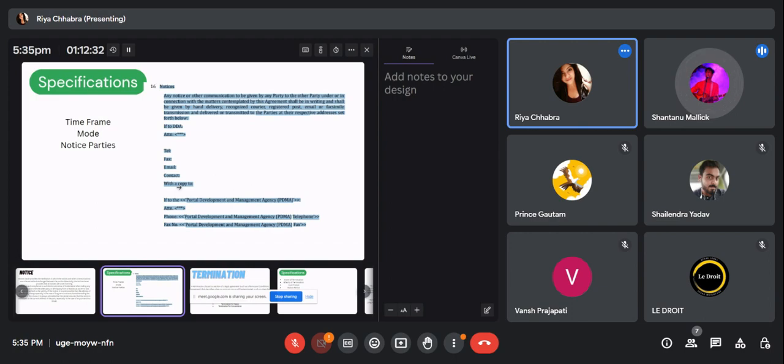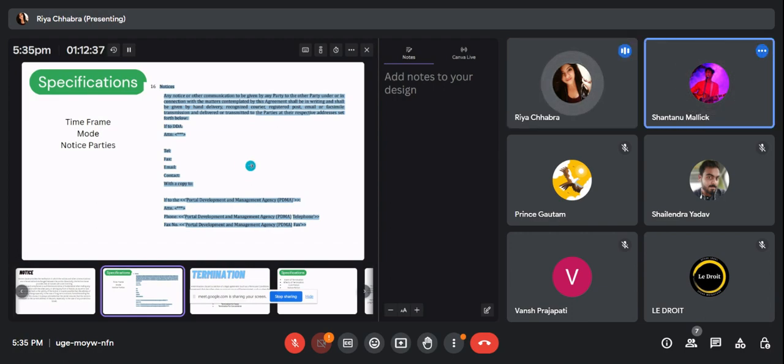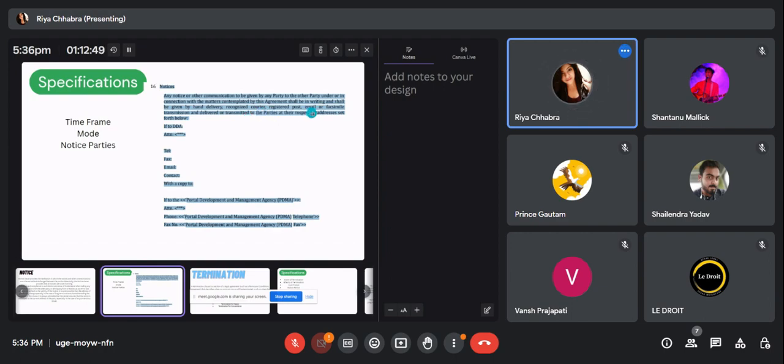Ma'am, we have to send this notice through email or like through? So the main purpose of the notice clause is only to specify the mode through which you are going to send the notice. Over here you can see it shall be given by hand delivery, recognized courier, registered post, email, or facsimile. So you can specify clearly whether it is mandatory to send the information via mail, through a call, or by hand delivery.